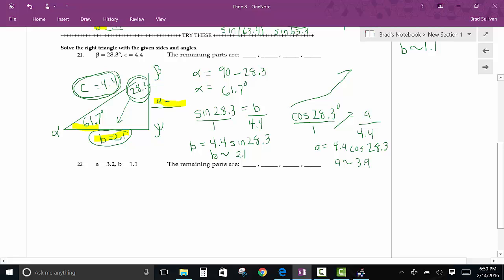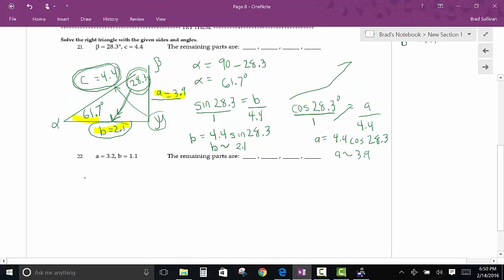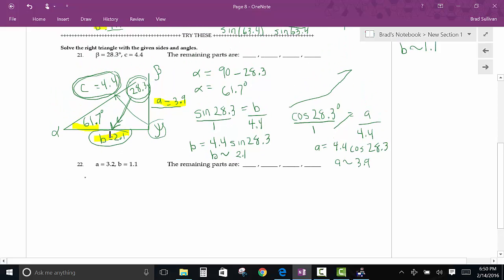One thing I want to mention is when you get answers, I showed you how you can check, but I also want you to see this. Notice the biggest angle is gamma, and the biggest side turned out to be C. The smallest angle is 28.3, and the smallest side turned out to be opposite that smallest angle. That's a real logical way to check and verify that you have a correct answer to the problem.